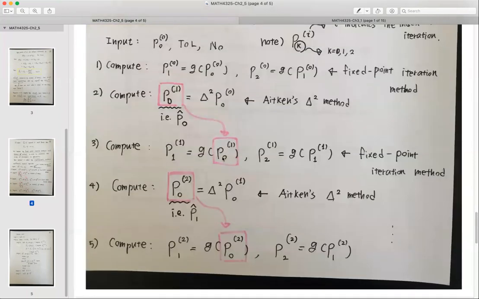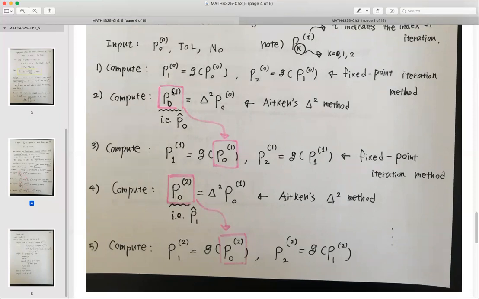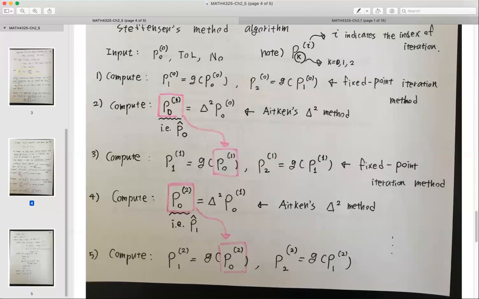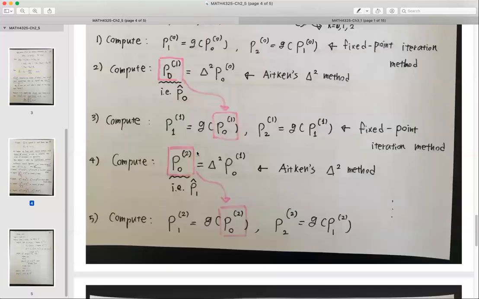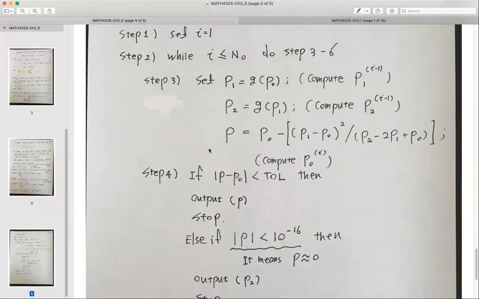So now, back to here. You can see that the subscript never goes beyond 2, right? The subscript is always repeating 0, 1, 2. And the number in the superscript inside the parentheses indicates the index of iteration, so that one goes 1, 2, 3, 4, up to n naught. Then we check p minus p naught.